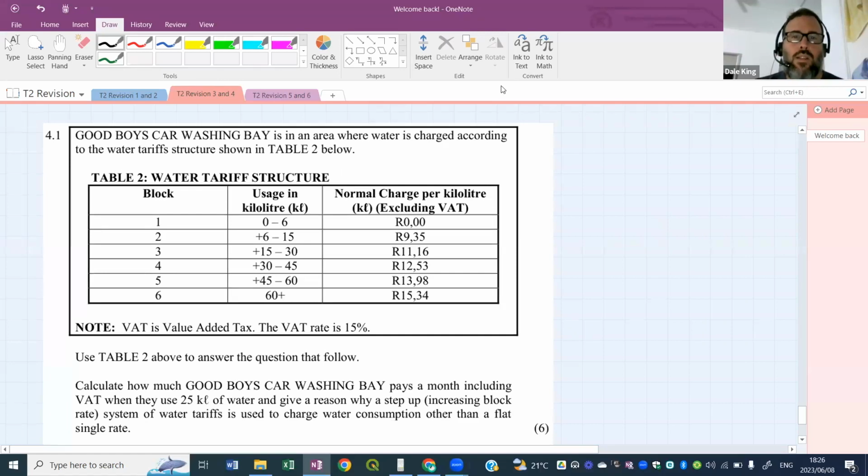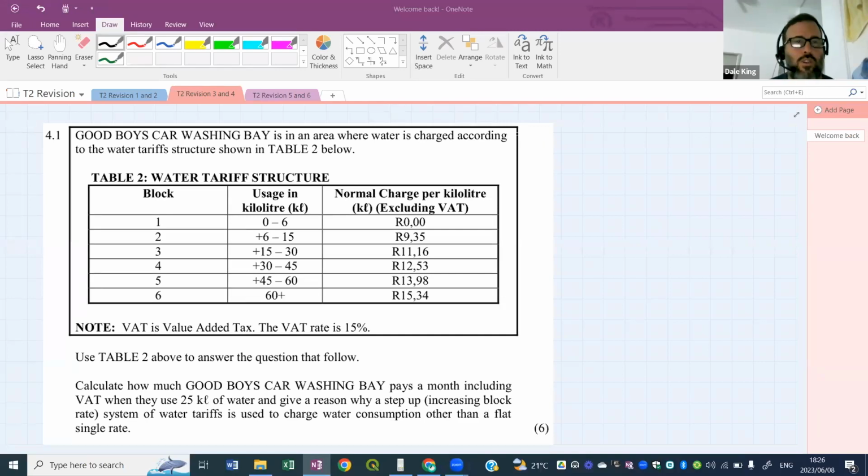Now, municipalities have these. Lauren, don't worry, don't stress. Municipalities have these tariff tables on their websites. If you are going to rent a place or own a house and are paying water and electricity, the water will be charged according to a table like this. So it's not just an exam question that you have to deal with. This is real life that you're going to have to deal with. So tariff tables are a thing.